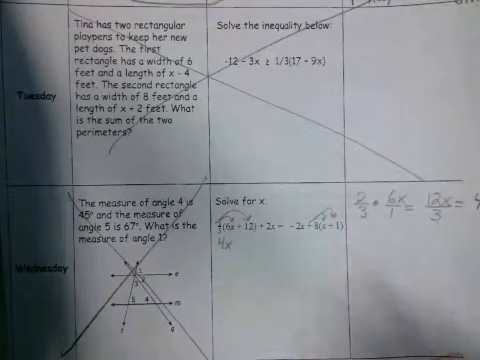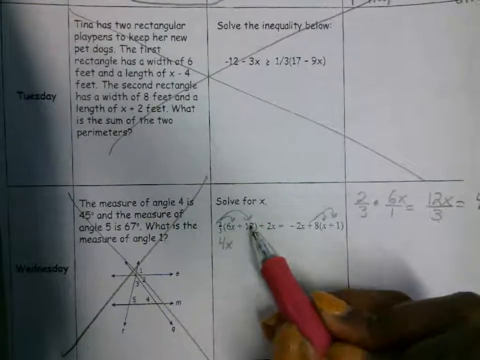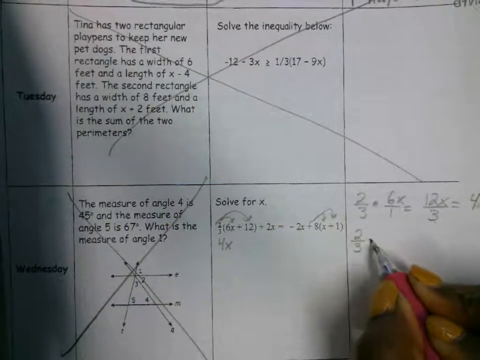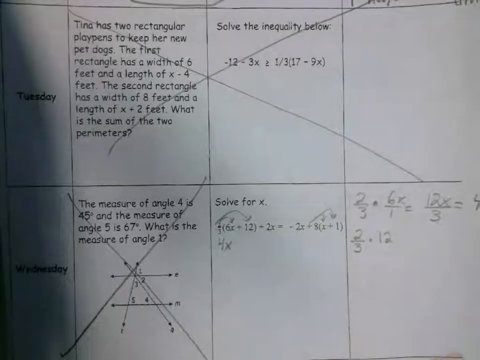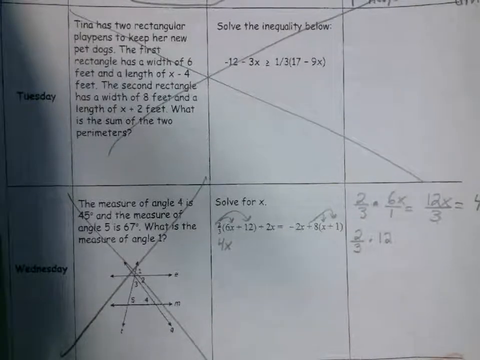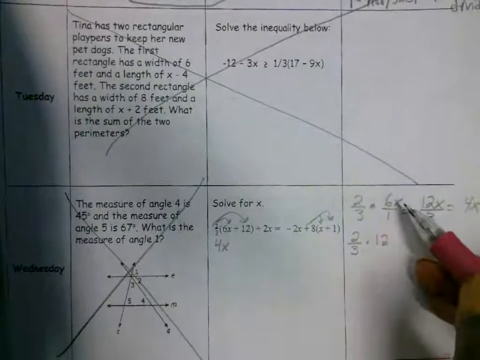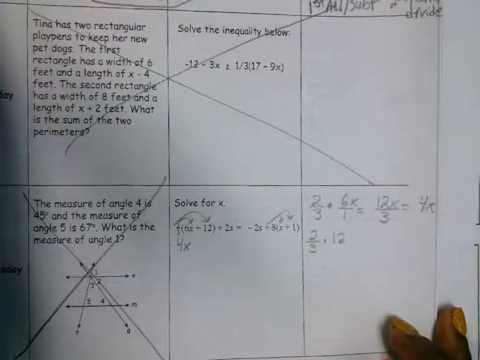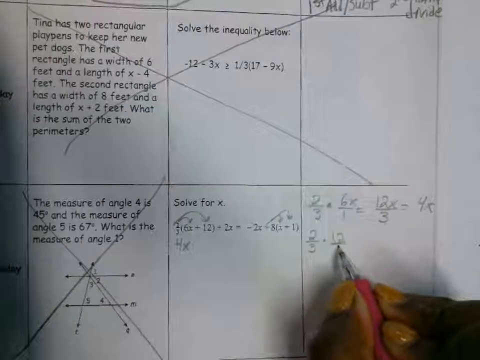Now we're going to multiply 2/3 times 12. So again, we have 2/3 times 12, the whole number. When you're multiplying a fraction times a whole number, you write the whole number as a fraction. How do I write 12 as a fraction? Same thing I did in the previous example. Put a 1 under it. Good job.